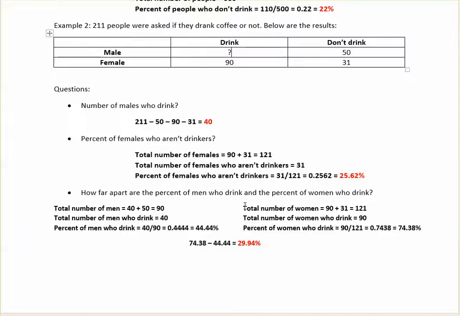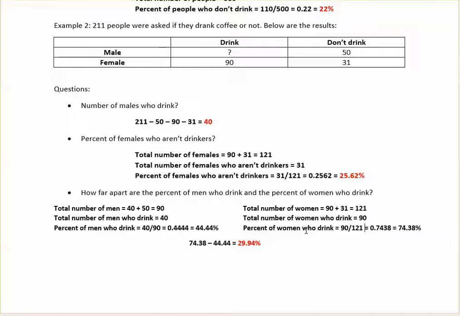We then need to find that for women. The total number of women is 90 plus 31, which is 121. And the total number of women who drink is 90. So we've got our 90 women who drink divided by our 121, which is the total number of women, to give us 0.7438 or 74.38%. So once we have both of those, we then subtract.